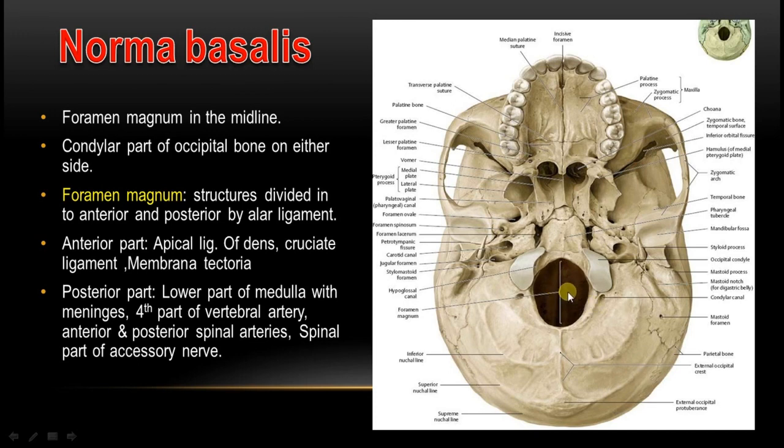Then after the union of the vertebral arteries, the vertebral artery will give two arteries, that is the anterior and posterior spinal arteries, which will again come out of the vertebral canal. So anterior and posterior spinal arteries, the fourth part of the vertebral artery, then the lower part of the medulla with its meninges and the spinal accessory nerve are the structures which pass through the foramen magnum.